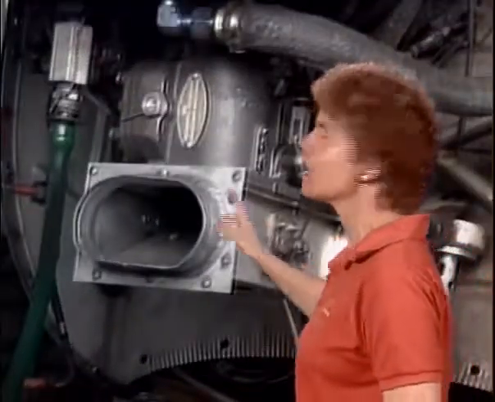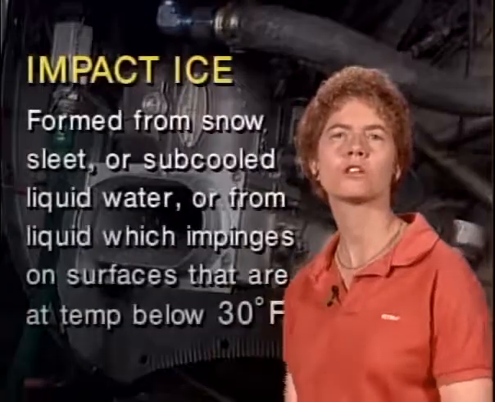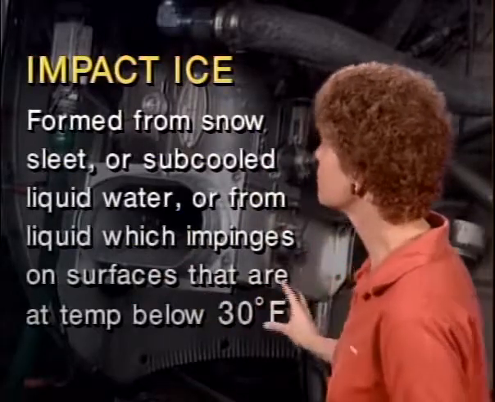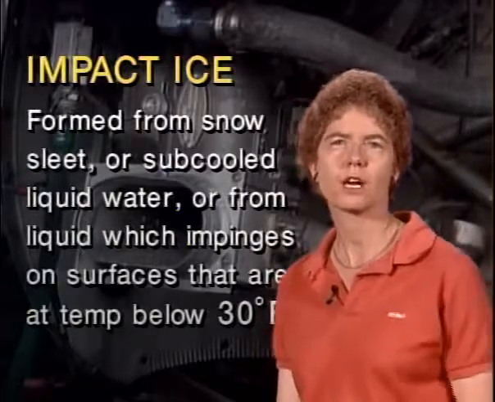Now the third type is impact ice. Impact ice you get basically from things hitting the carburetor and jamming in. It's formed from snow or sleet or subcooled liquid water or from water which impinges on surfaces that are at temperatures colder than 30 degrees Fahrenheit. Impact ice collects on or near a surface that changes the direction of the airflow. So whenever you have a bend in the intake system, that's where you can get the impact ice. It can build up on the carburetor elbow as well as the carburetor screen and the metering elements.